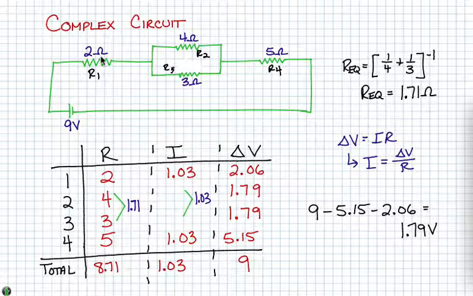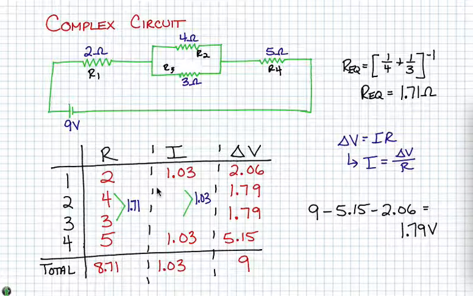What happens if I had a charge that passed through resistor 3 instead? I have 9 volts to spend. I have to spend 2.06 because I have to go through resistor 1. I have to spend some kind of voltage through resistor 3, and I need to make sure that I have 5.15 left over. 2.06, which is resistor 1, plus the voltage spent in resistor 3, 1.79, plus the 5.15 that it cost me to get through resistor 4, will also add up to 9. So my voltage makes sense.